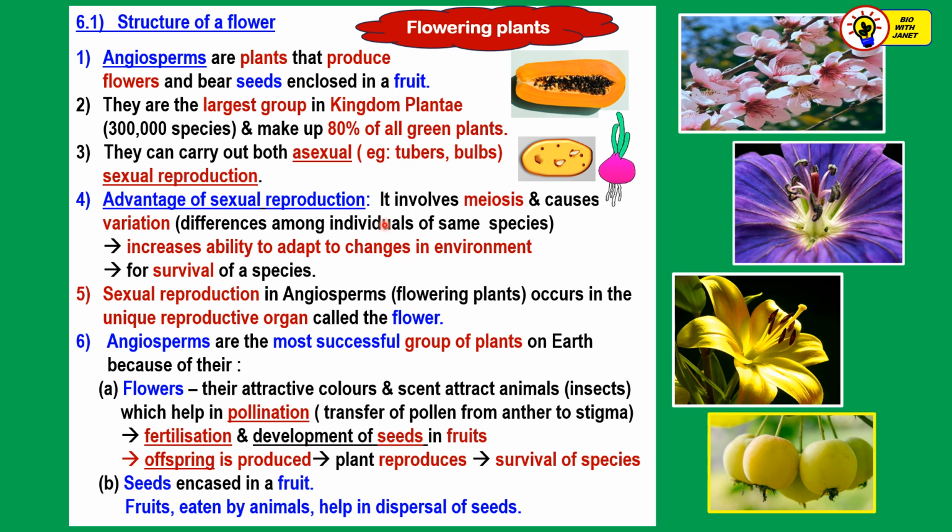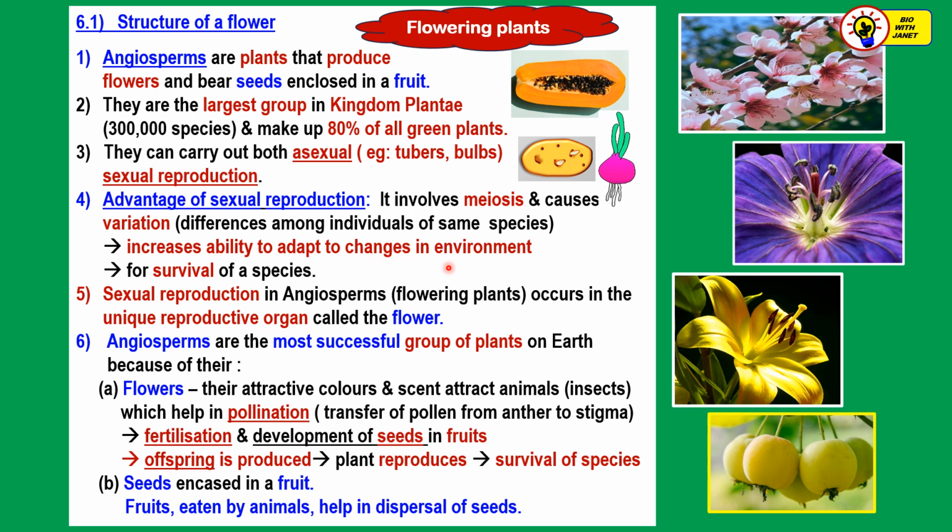Another type of cell division called meiosis is involved, which leads to variation, right? Because the gametes produced will be genetically different from each other when they are produced through meiosis. So if these different gametes undergo fertilization, you'll produce individuals with different characteristics. And then this will increase the ability of the species to adapt to changes in the environment.